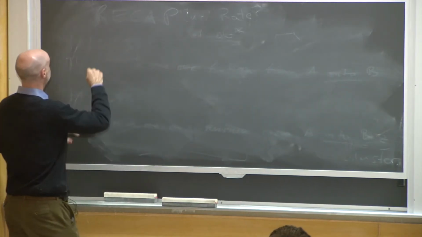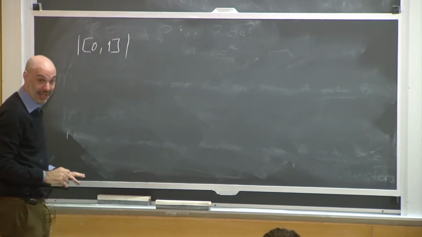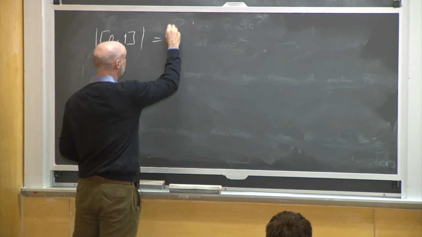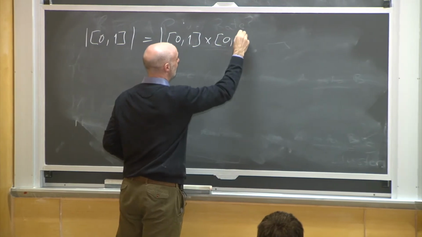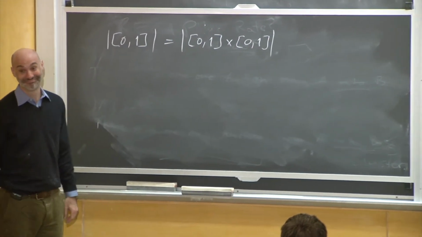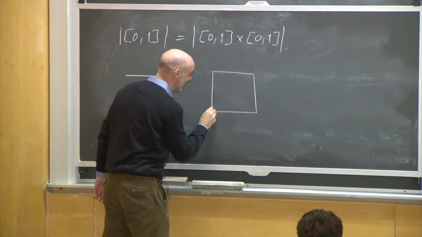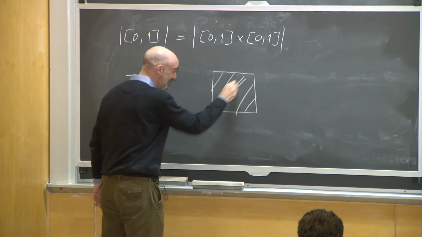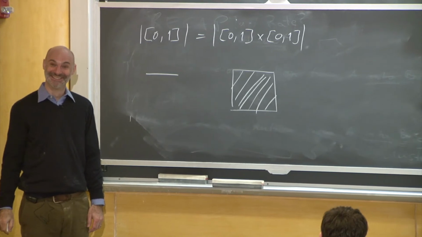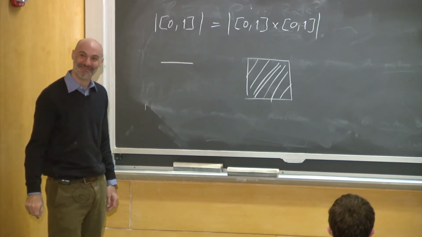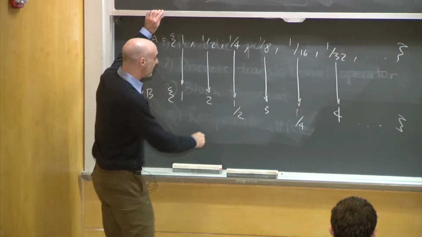So one can show that the number of points on the line equals the number of points on a square. So there are as many points here as there are there. Not just the edges, but the entire area of the square. Okay, and here's how we're going to prove it.